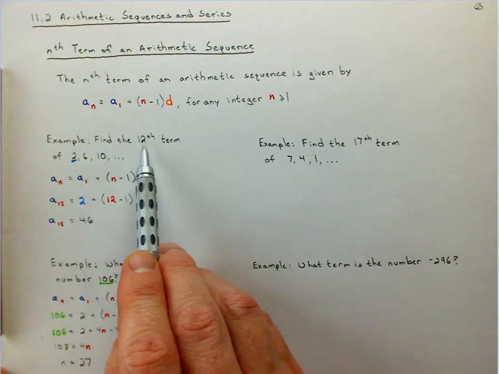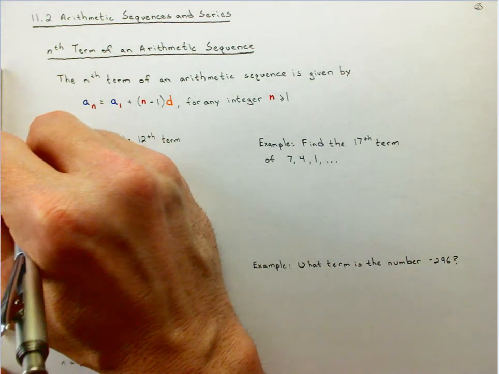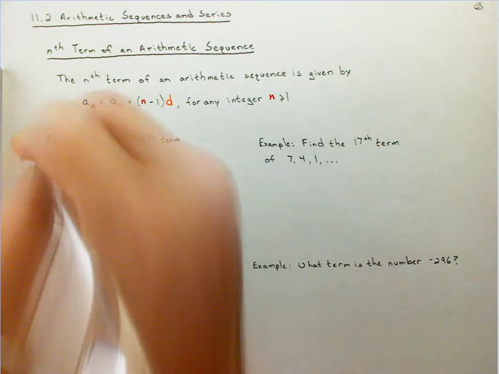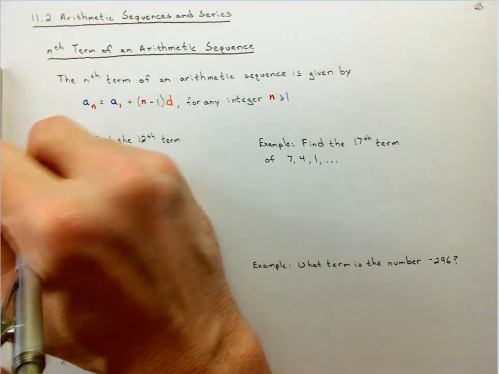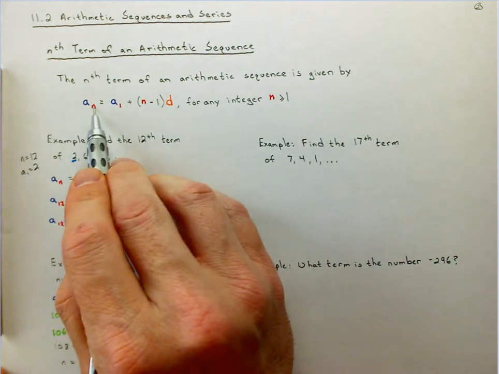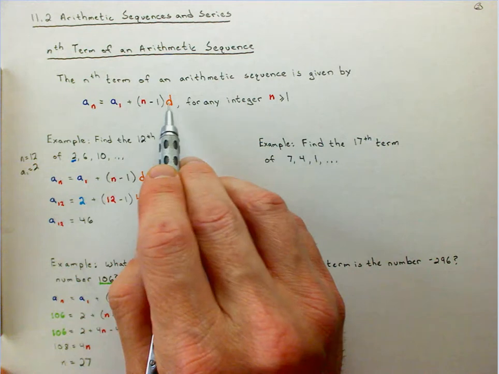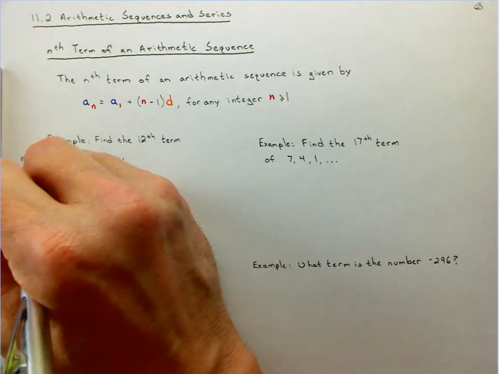Find the 12th term. Well, the 12th term is going to be what n is. So n is going to be 12. A sub 1 is going to be my first term, 2. So I've identified n and a sub 1, and now all I need to identify is my common difference. D is going to be 4.